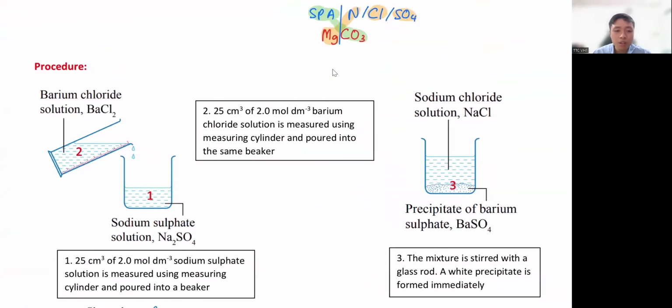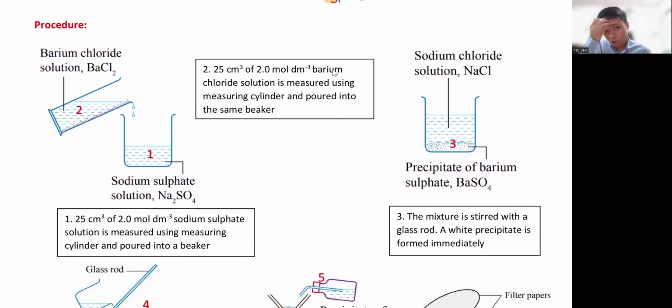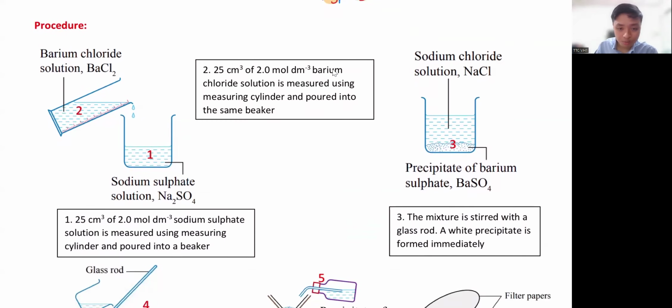Now, how to prepare, the experimental steps? The reason is very simple. First of all, measure this amount of sodium sulfate using a measuring cylinder and pour it into the beaker.